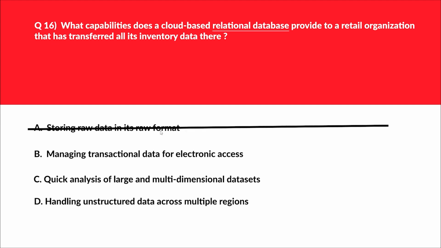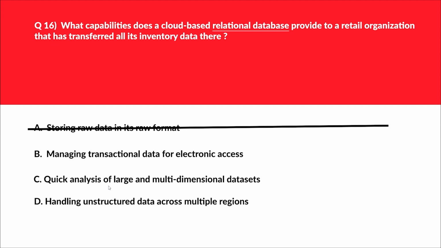So let's reject this. We'll look at option B. This is managing transactional data for electronic access. A relational database organizes data in tables with predefined relationships, making it perfect for storing and managing transactional data. So this can be the potential answer. Let's park this. We'll look at option C.